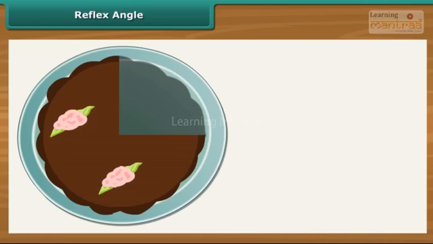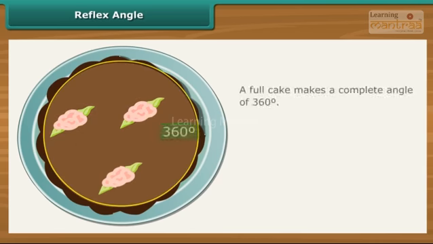Reflex angle. Look at this cake. 1/4 of it has been sliced out. A full cake makes a complete angle of 360 degrees.